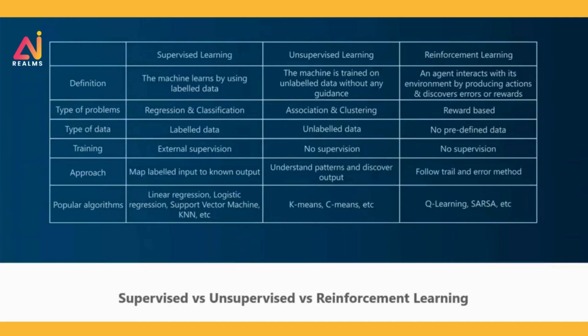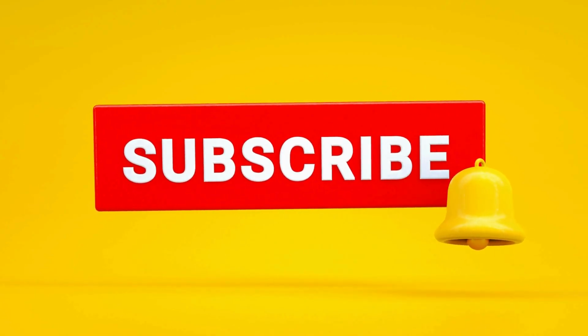Okay, popular algorithms under supervised learning include linear regression, logistic regression, support vector machines, k-nearest neighbor, naive Bayes, and so on. Under unsupervised learning, we have the famous k-means clustering method, c-means, and all of that. Under reinforcement learning, we have the famous Q-learning algorithm. Right. I'll be discussing these algorithms in the upcoming slides.